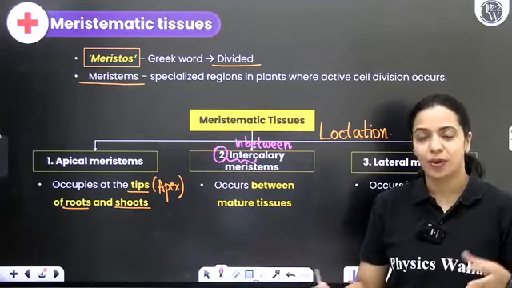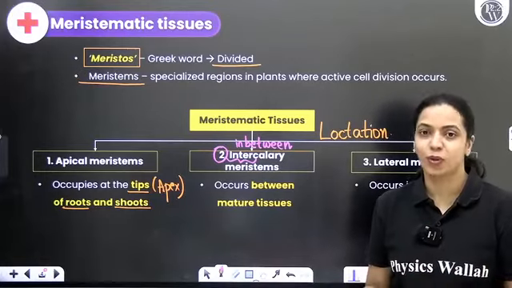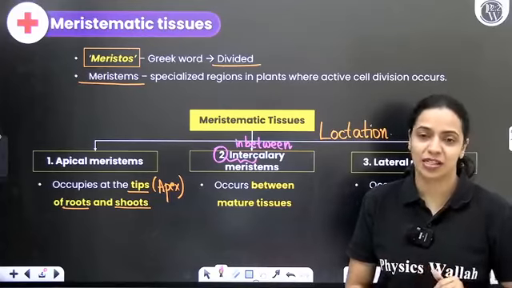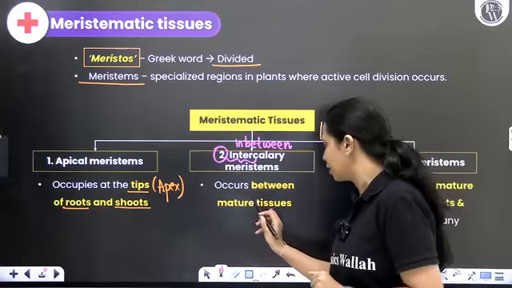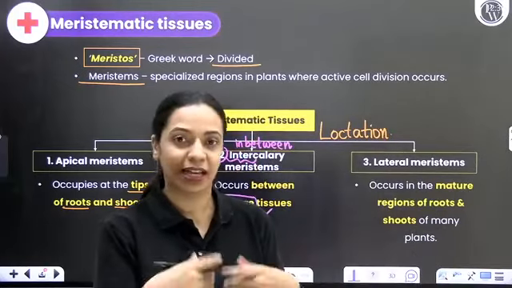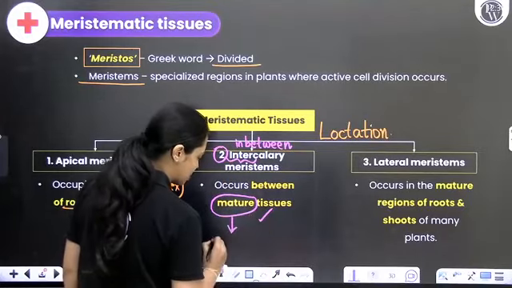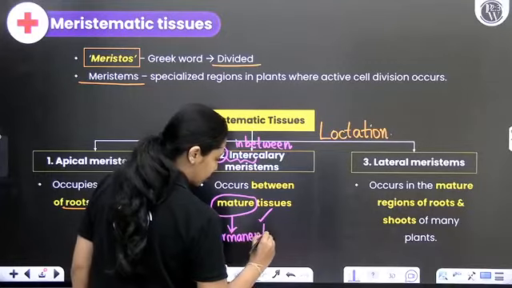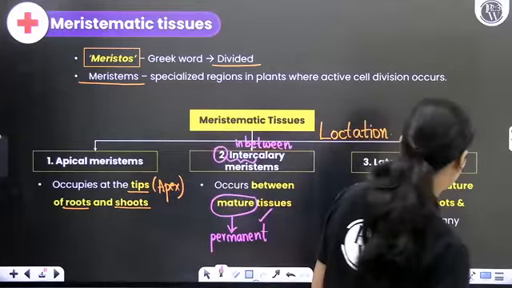So in some parts of the plant, there will be permanent tissues present. In between the permanent tissues like parenchyma, collenchyma, if you find some meristematic tissue, that kind of meristematic tissue is called intercalary meristem. Basically, they occur between mature tissues. What do we mean by mature tissues? Mature tissues are those that have taken their permanent function. They have lost the ability to divide. Basically, mature tissues means permanent tissues. So, if it occurs between permanent tissues, you call it intercalary meristem.